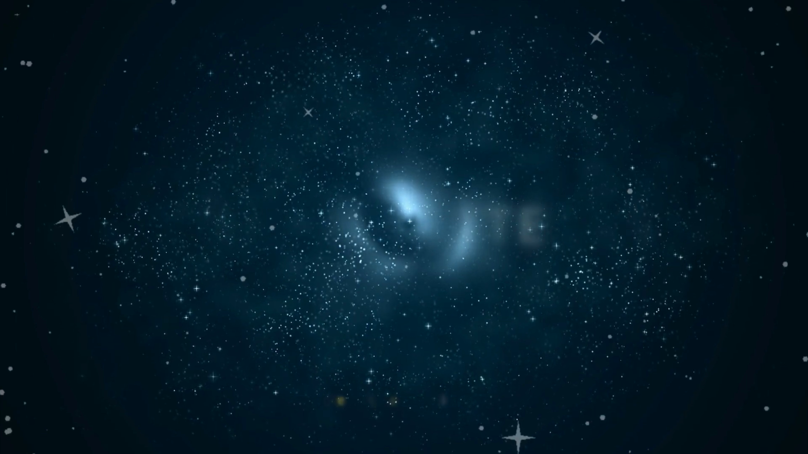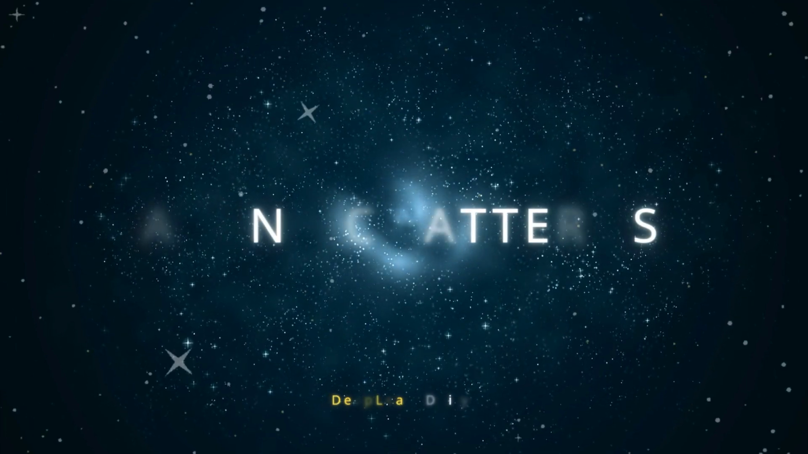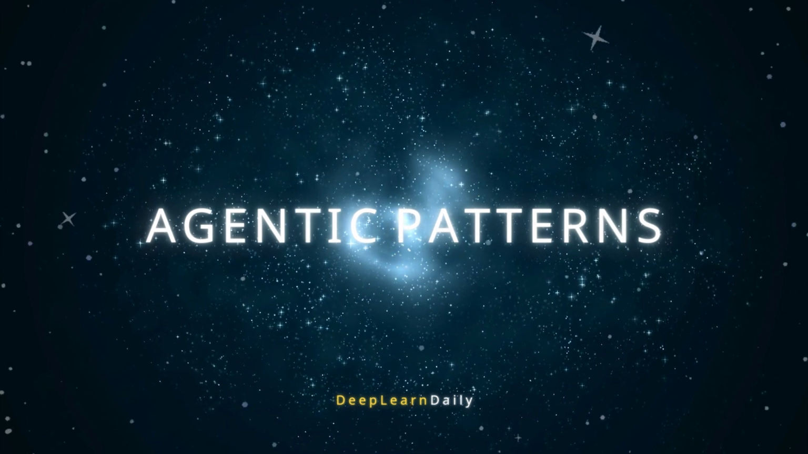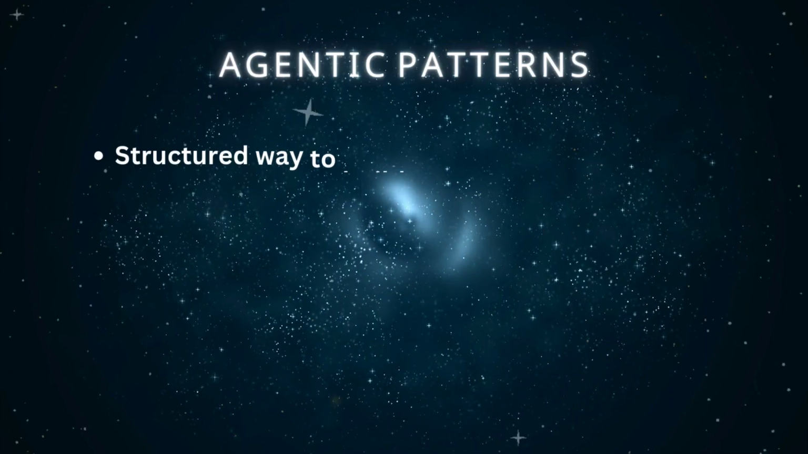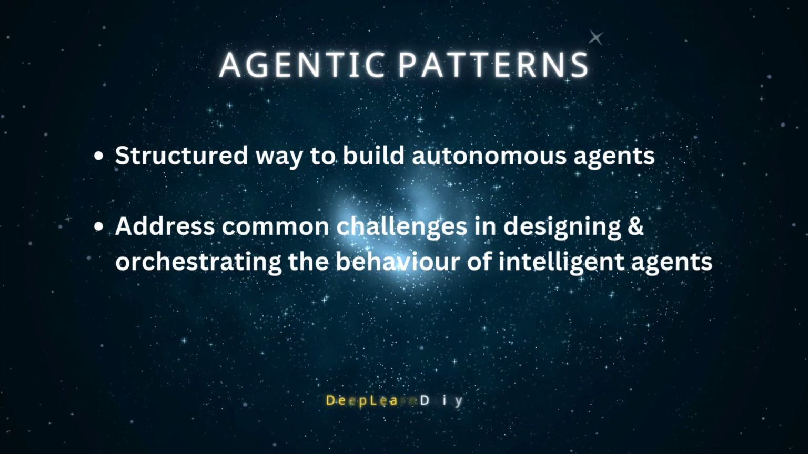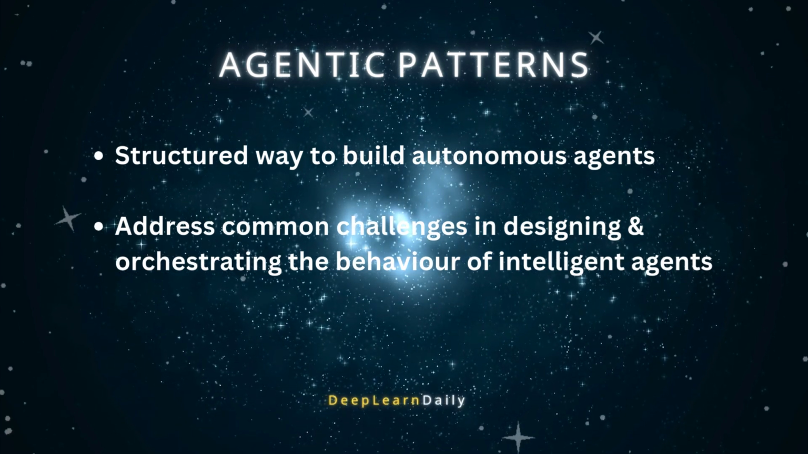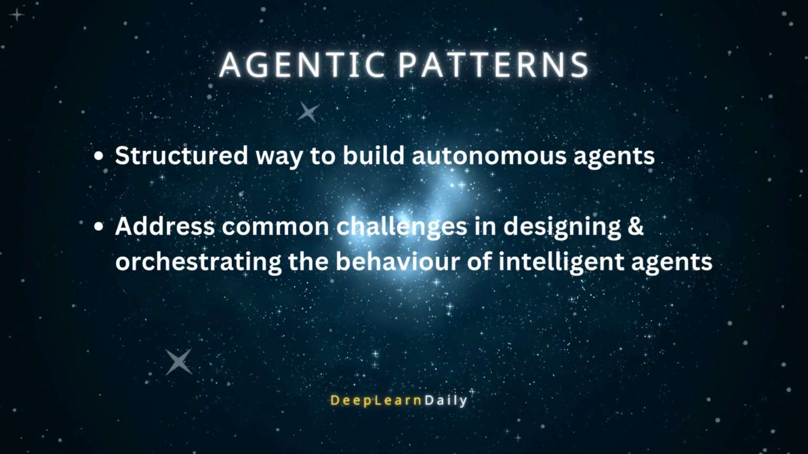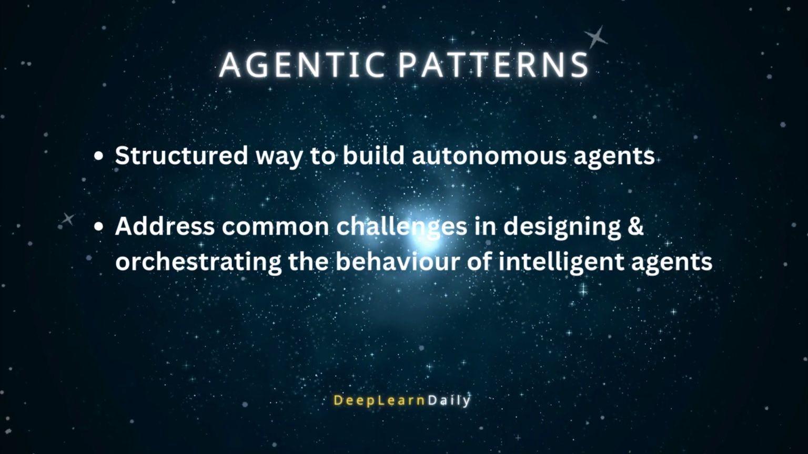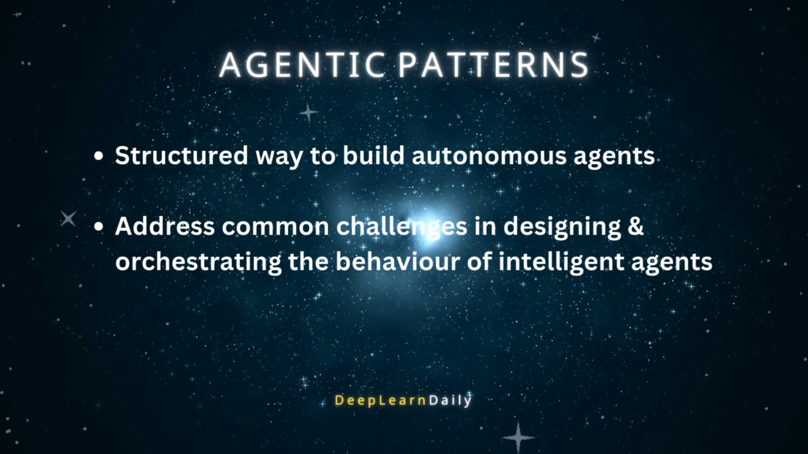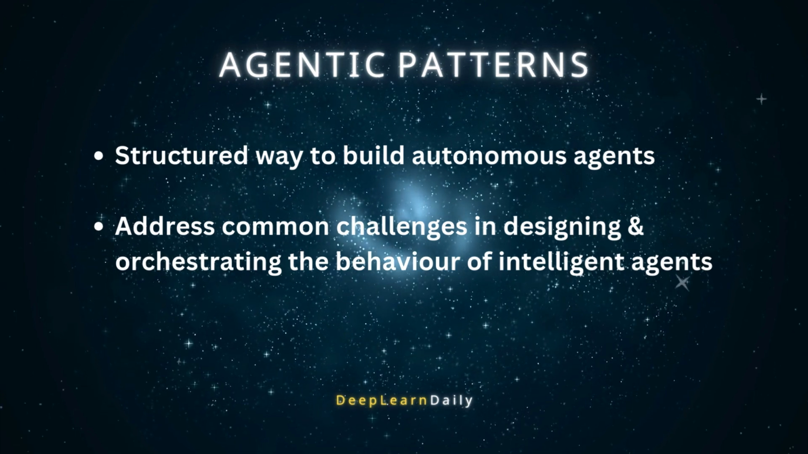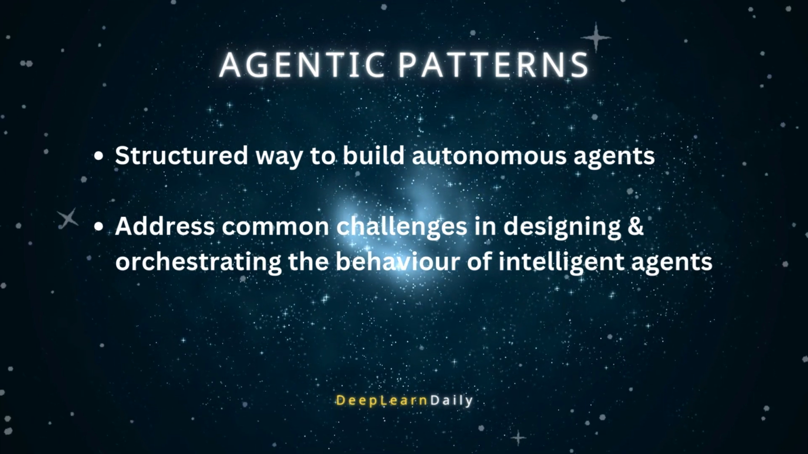Agentic patterns are recurring architectural designs and implementation strategies used in the development of agentic AI systems. These patterns provide a structured way to build autonomous agents that can perceive their environment, reason about goals, plan actions, and execute them to achieve those goals. They address common challenges in designing and orchestrating the behavior of intelligent agents powered by large language models, LLMs, and other AI components.